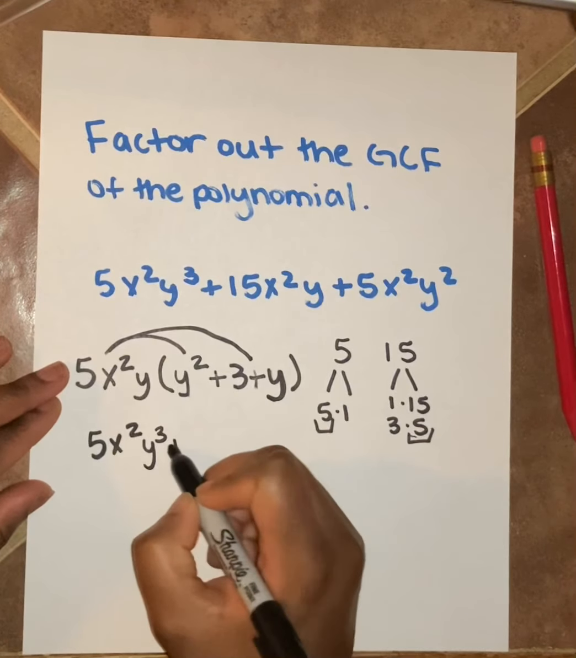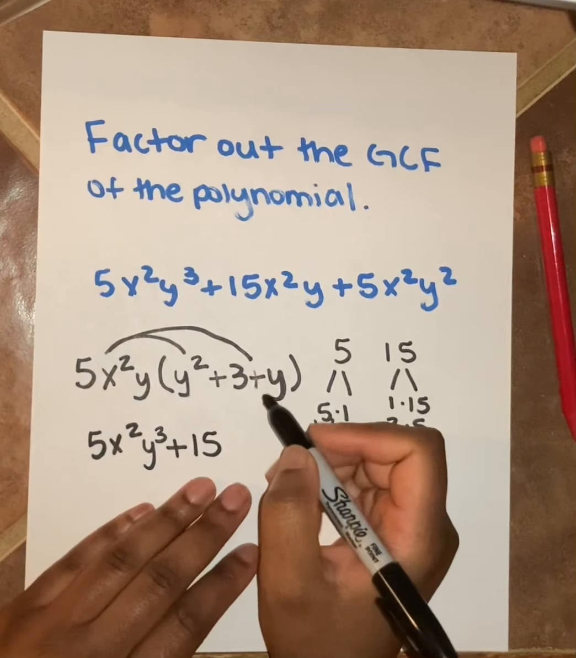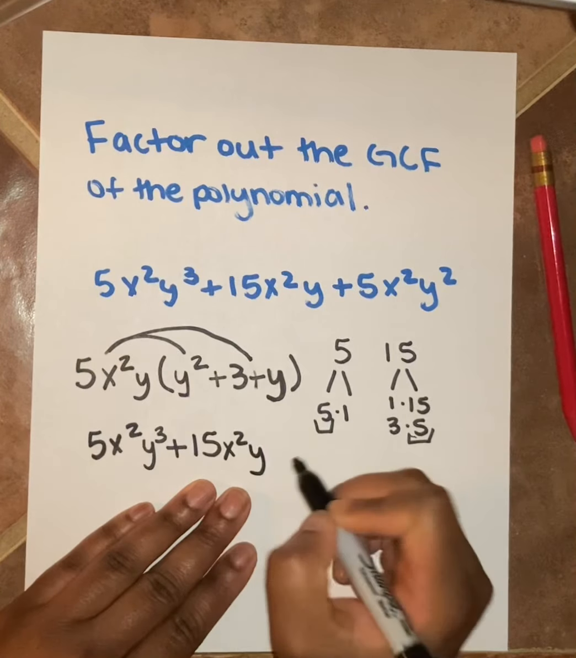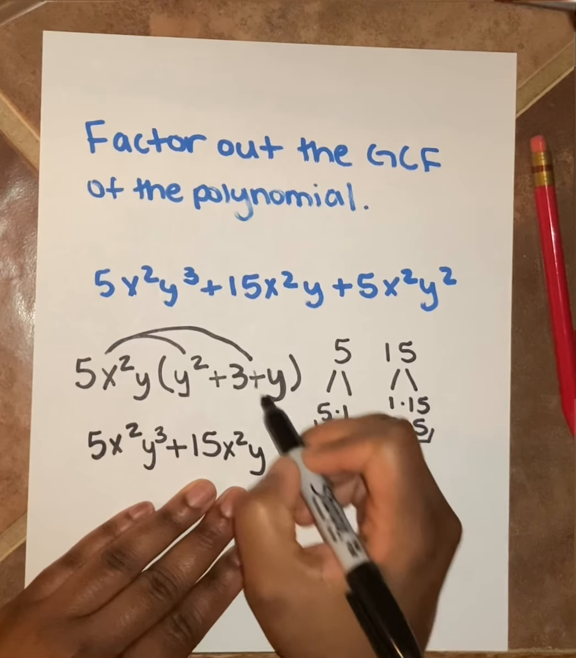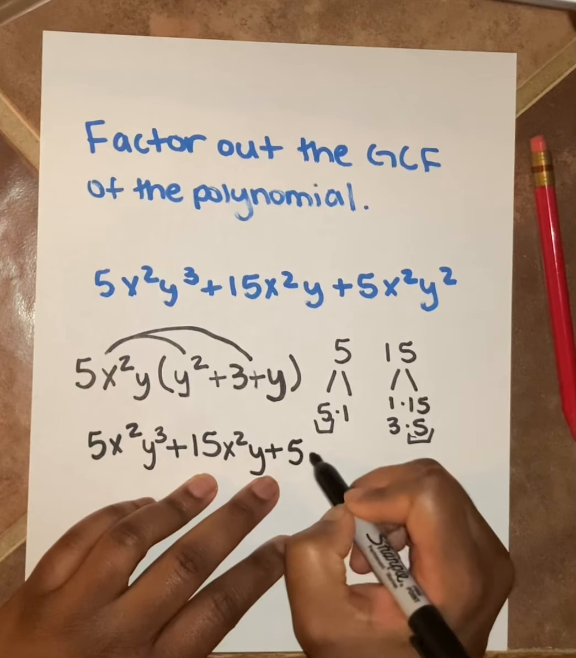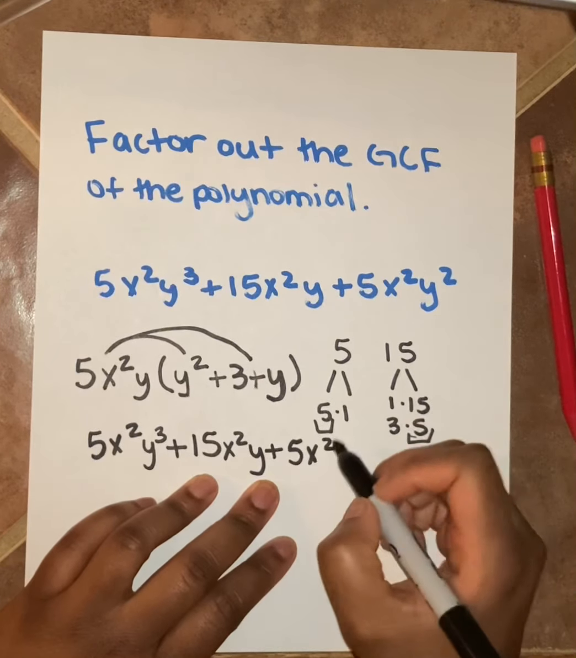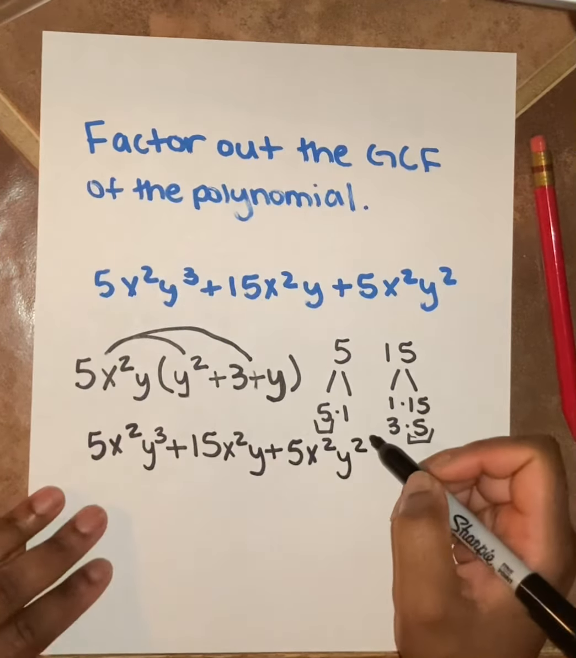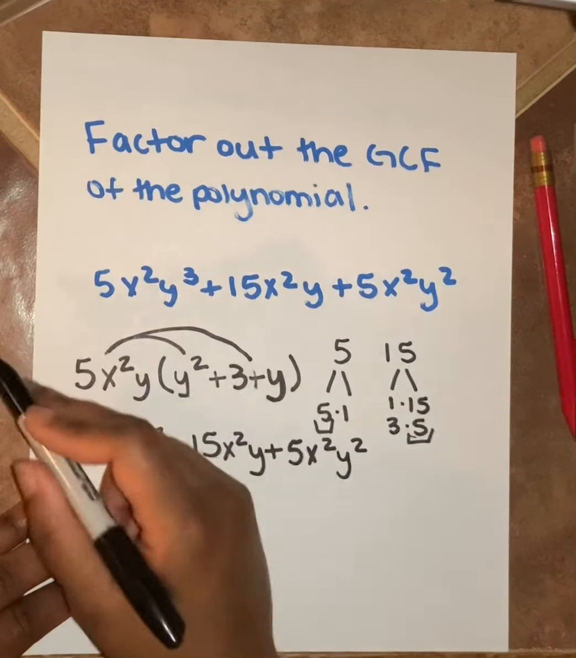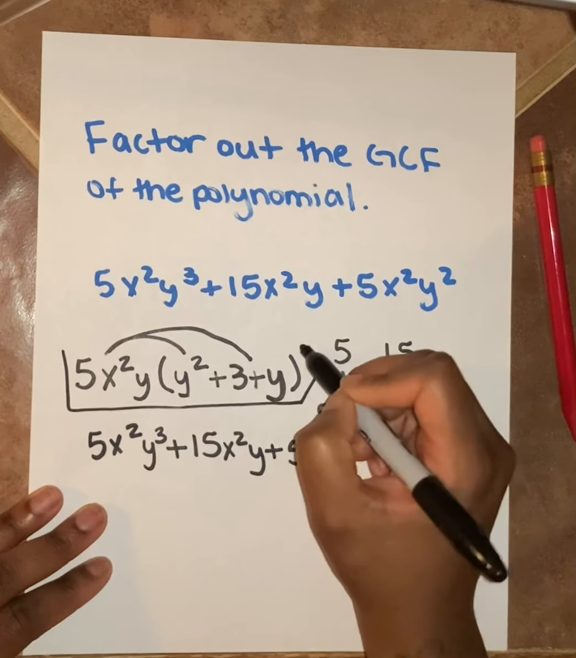We're going to bring down that addition sign. And 5 times 3 gives us 15. So we only have the 3 here, but in our GCF, we have the x squared and the y, which we have to bring down. And we're going to go with our addition sign. And we have 5x squared and y multiplied by y gives us y squared. So this is identical to what we originally started with, so we know that this is our answer and it is correct.